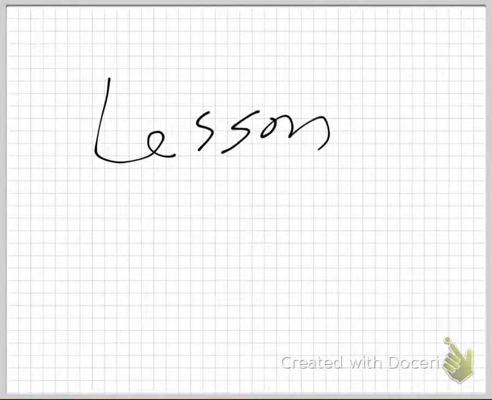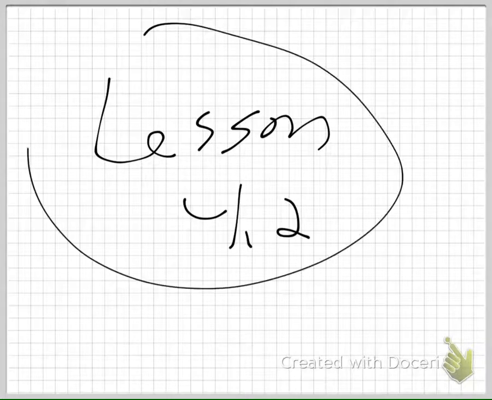All right, this is pre-algebra lesson 4.2, which is, what is it, exponents? Is that what they call it? Just exponents. Good, easy. Exponents. What is an exponent?